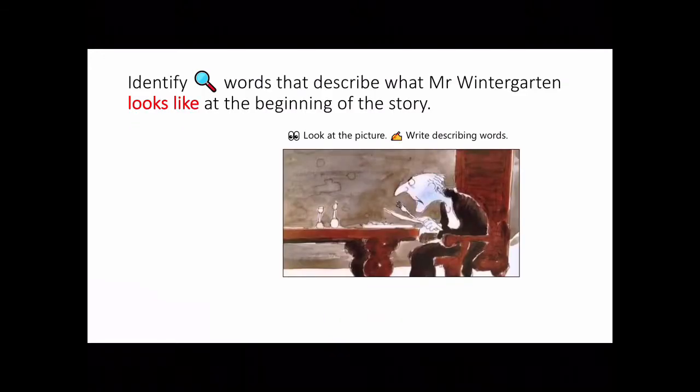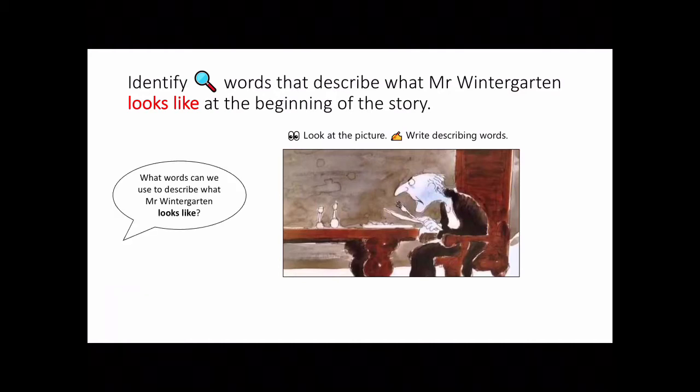Identify words that describe what Mr. Wintergarten looks like at the beginning of the story. To help us, we're going to need to look at the picture for clues. We can write down some describing words from what we can see in the pictures. What words can we use to describe what Mr. Wintergarten looks like?